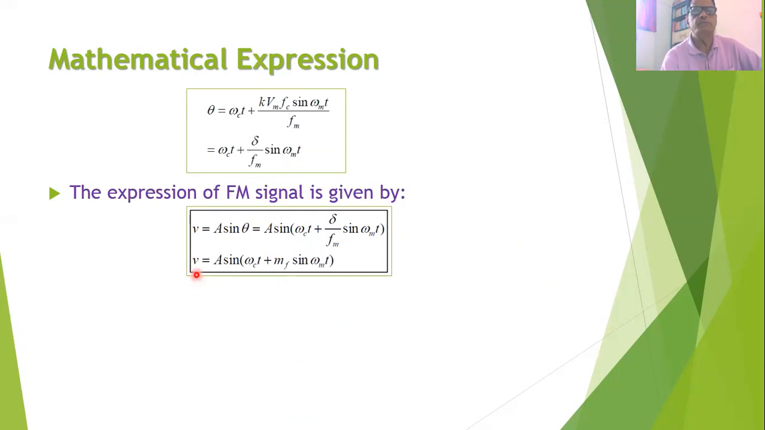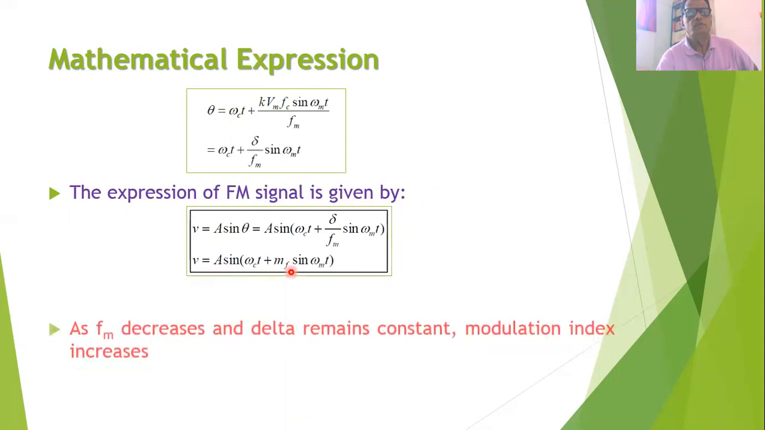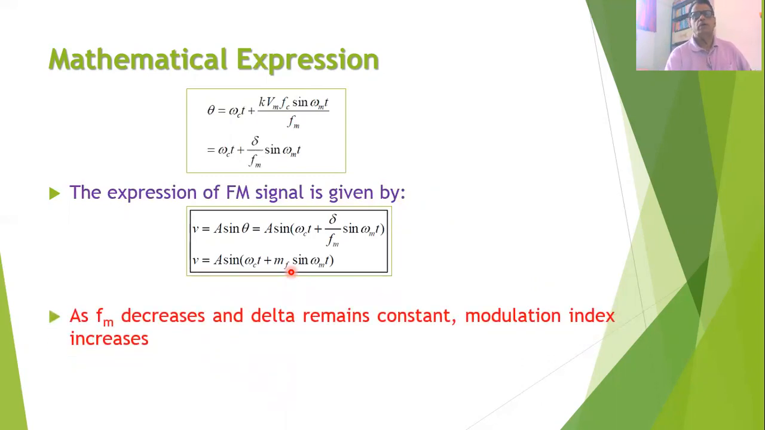Therefore, we can get the expression for the FM signal v is equal to A sine of, in the bracket, omega ct plus mf sine of omega m into t. So this is the expression for the FM voltage or FM signal.